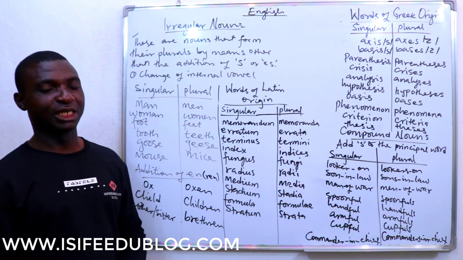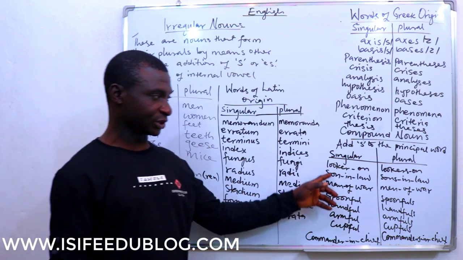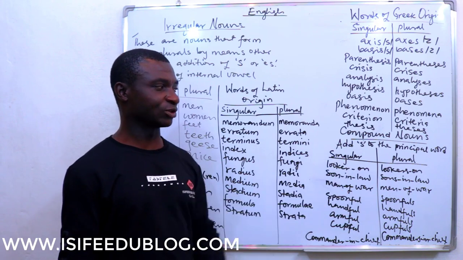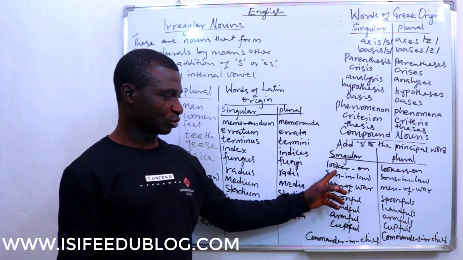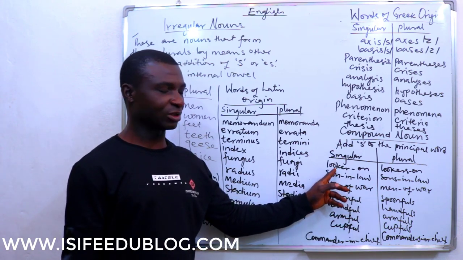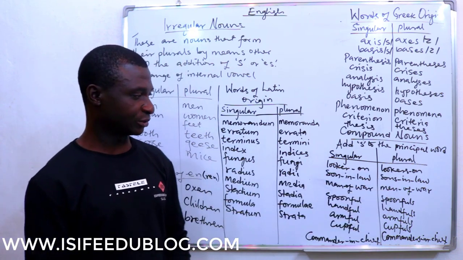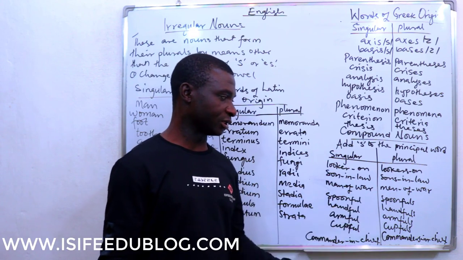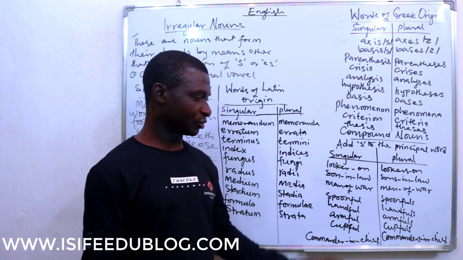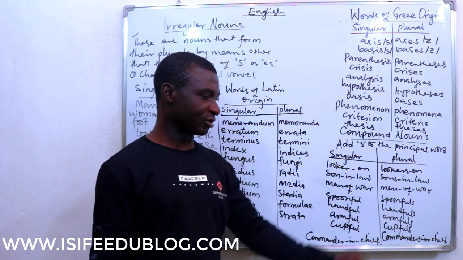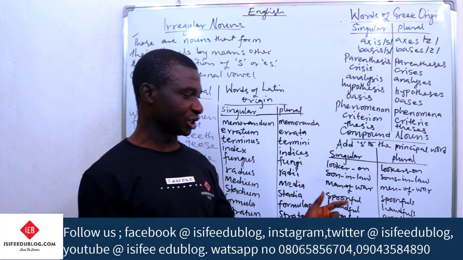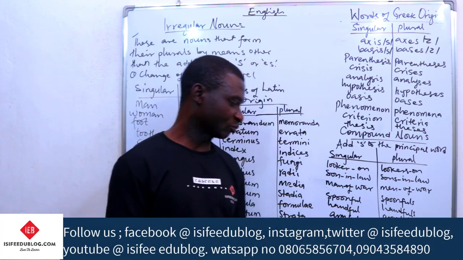When a compound noun is hyphenated, as you can see, we add S to the principal word. So here is looker-on. The plural form is lookers-on. Son-in-law, sons-in-law. Man-of-war, men-of-war, of course. We've given you the rule, changing the internal vowel.